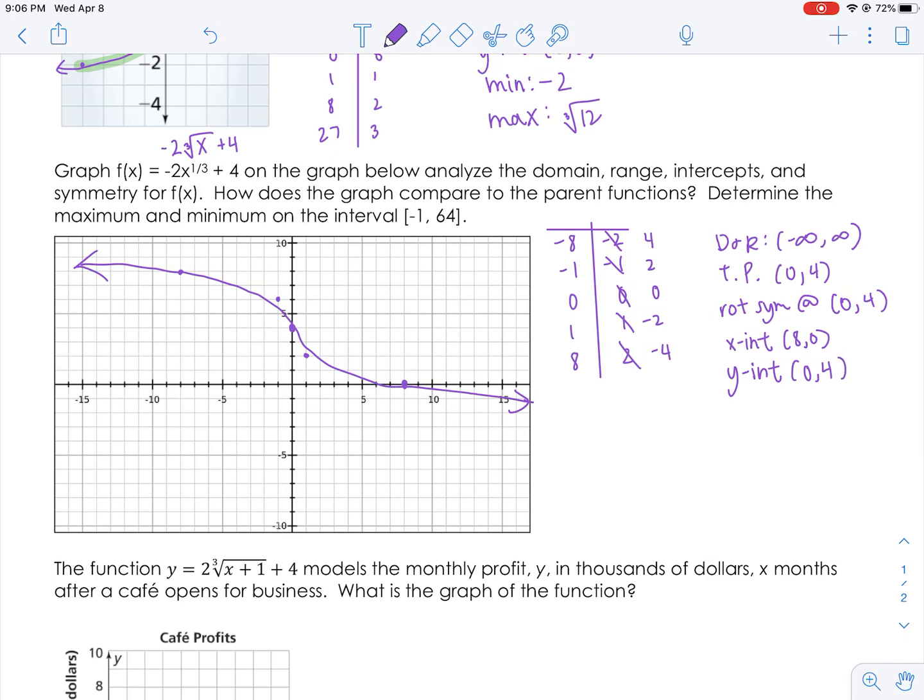How does it compare to our parent function? Well, the negative reflects over the x-axis. The 2 made it vertically stretched. And the plus 4 on the outside just translates it up 4.